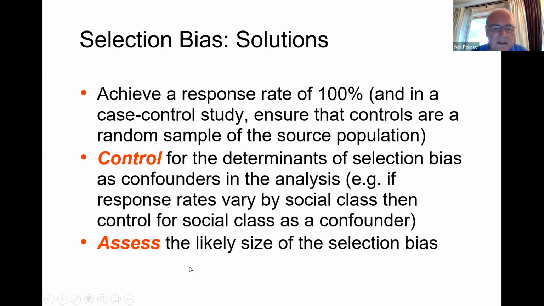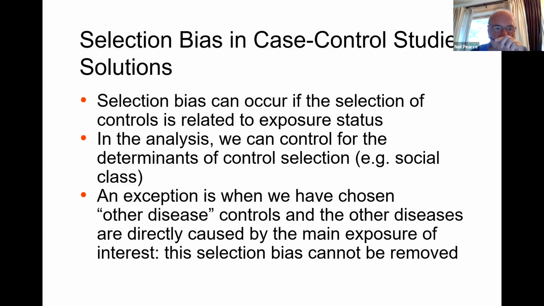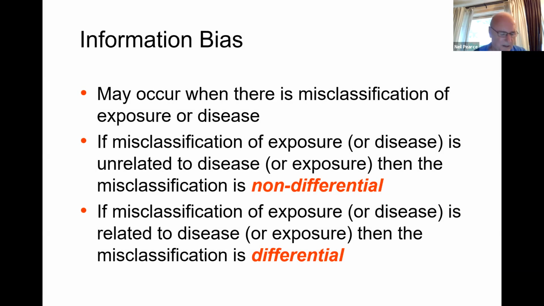And if you can't do that, you can at least try and assess how strong the selection bias might be. So those are your three solutions in general. Avoid it by getting a 100% response rate. Control for it because some of the determinants of selection, like age or social class, essentially become like confounders, even if they weren't confounders in the first place. Or just try and estimate how big it might be and how strong it might be. So that's all I'm going to say on selection bias, except that there's some additional issues in case control studies, which I won't go into here, but the slides are here if you want to have a look at them.